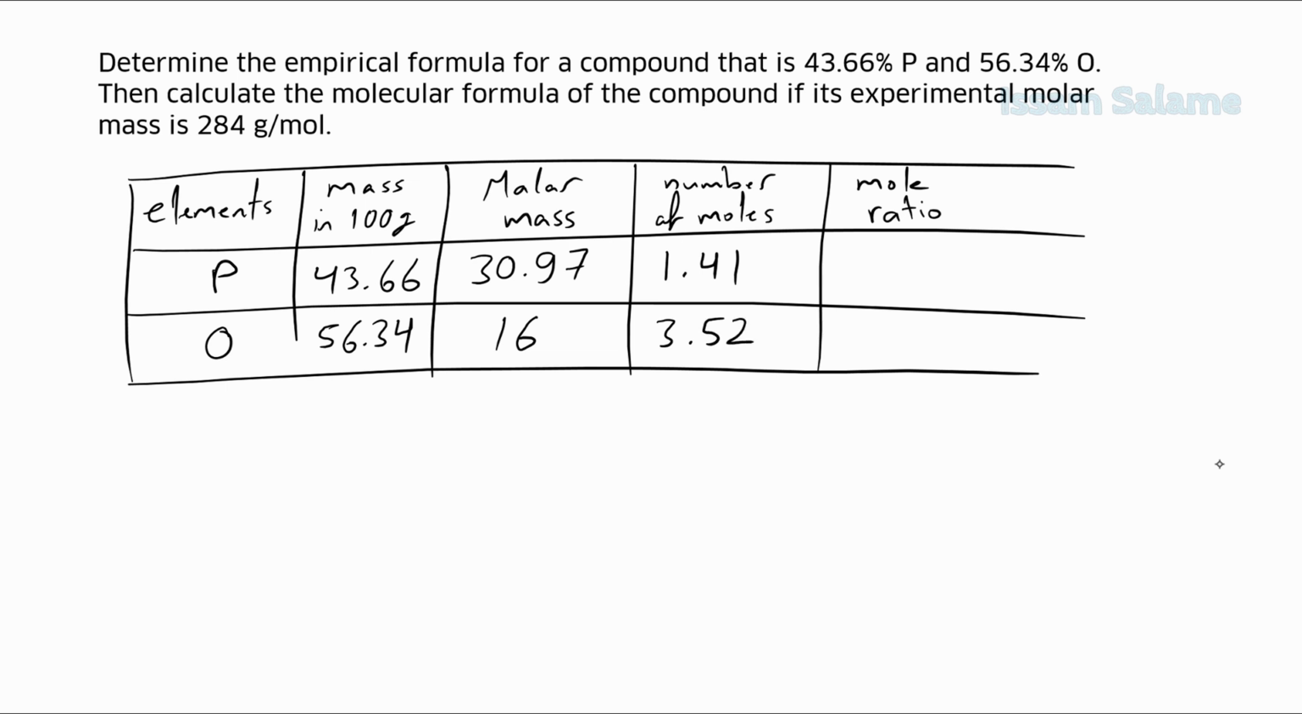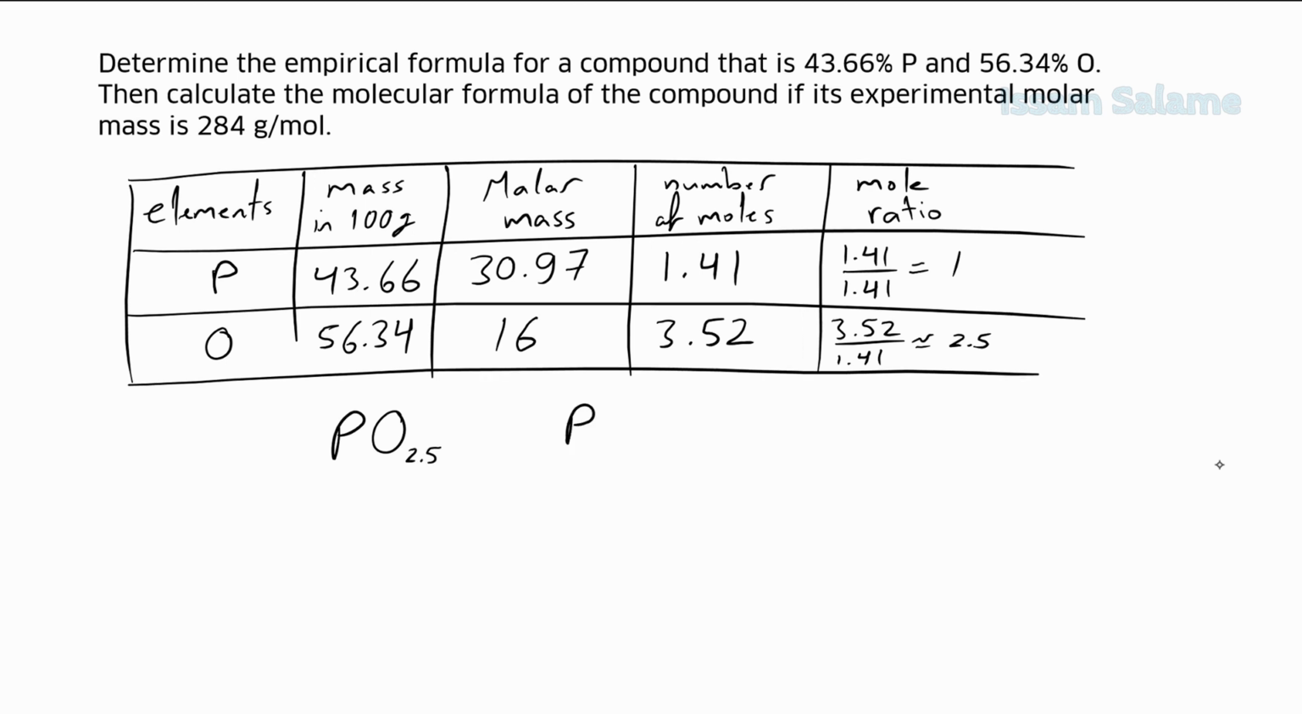As you can see, the lowest number of moles is 1.41, so we divide 1.41 by 1.41 to get the mole ratio for phosphorus. It's going to be 1. 3.52 divided by 1.41, approximately 2.5 for oxygen. So the empirical formula is going to be PO2.5. We multiply by 2 to make the subscripts whole numbers. So the empirical formula is going to be P2O5.